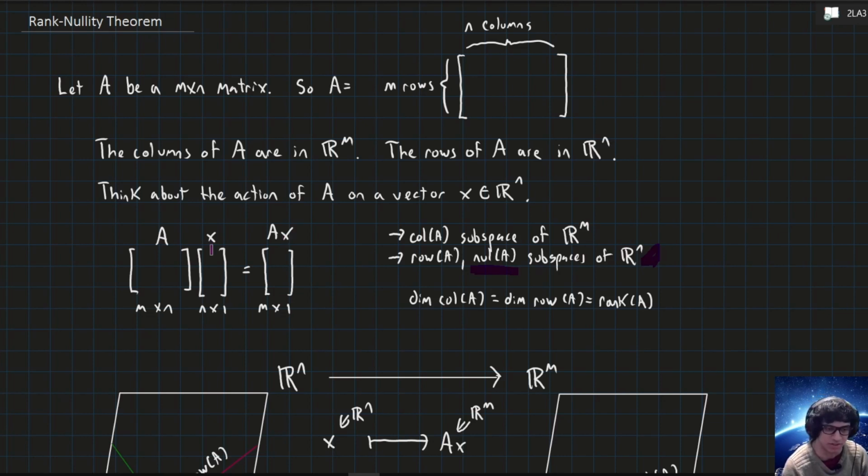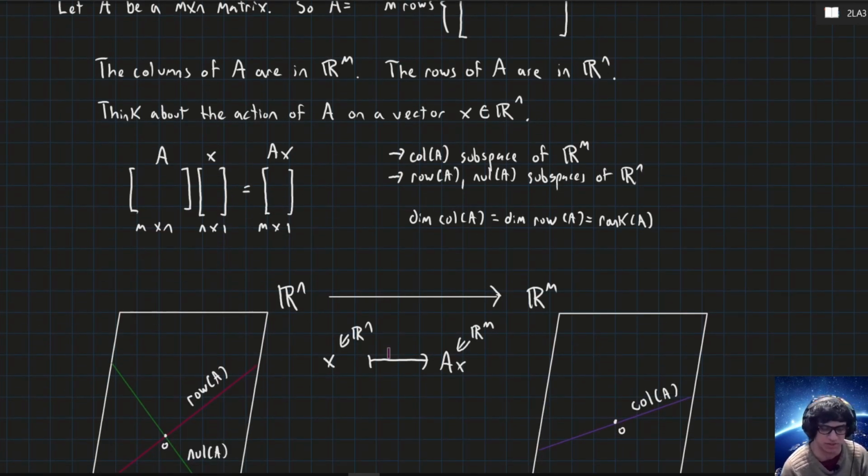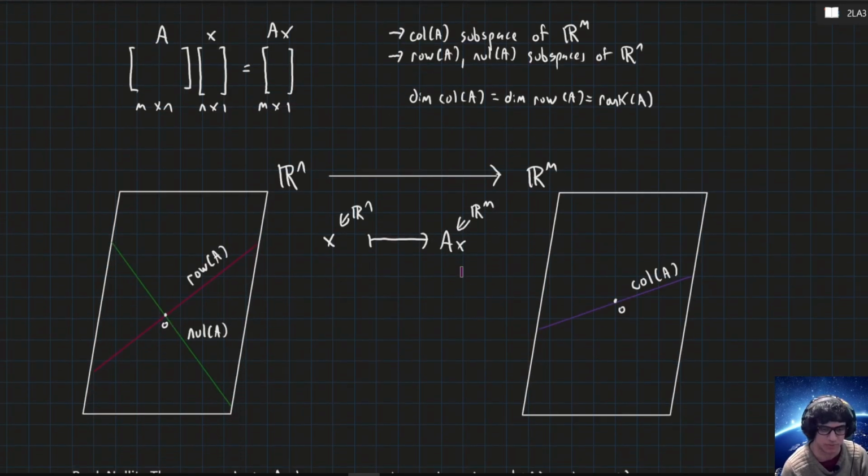Well, because the null space is the solution to Ax equals 0, where the solutions are the x's that satisfy Ax equals 0. So the null space is a subspace of Rn in that case. Okay, so we can visualize this in the following way.